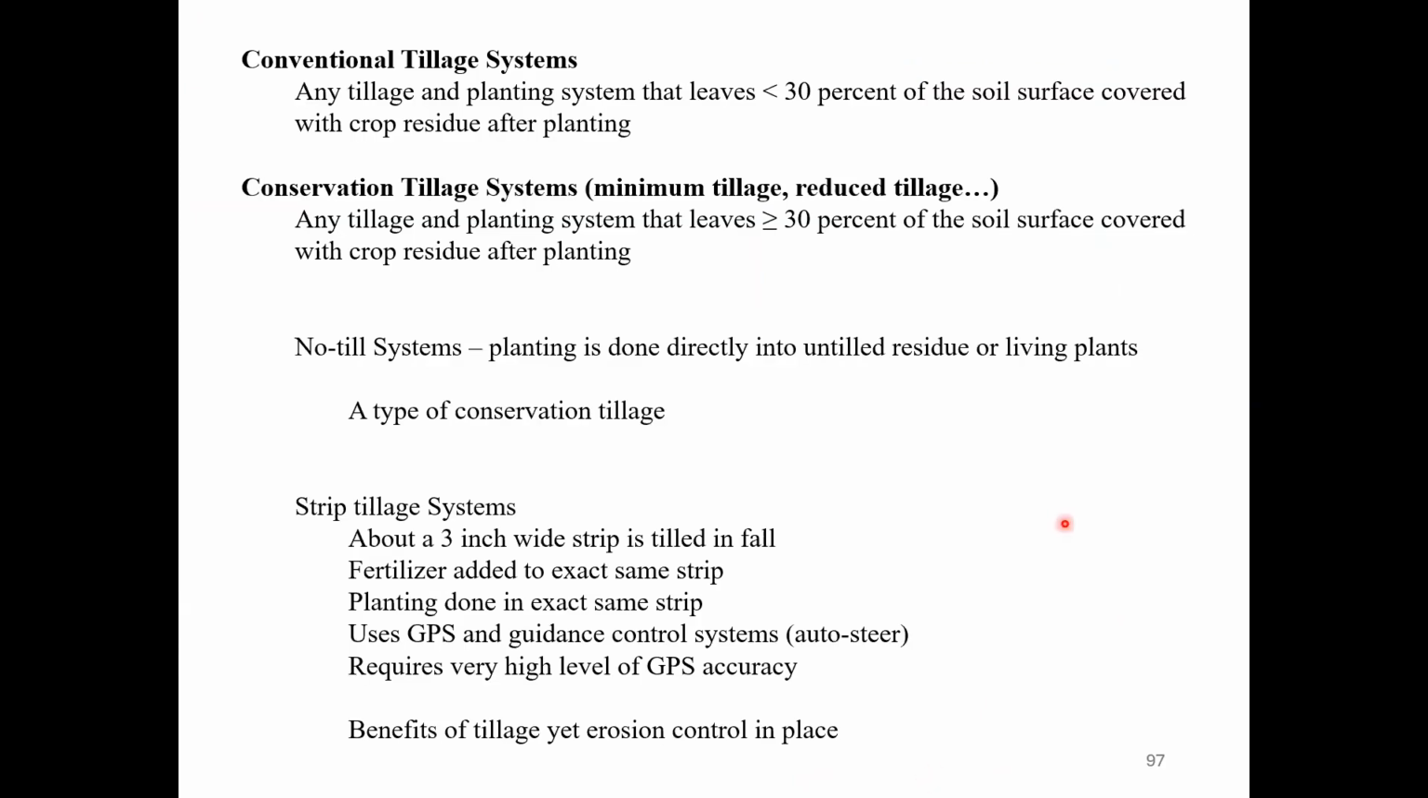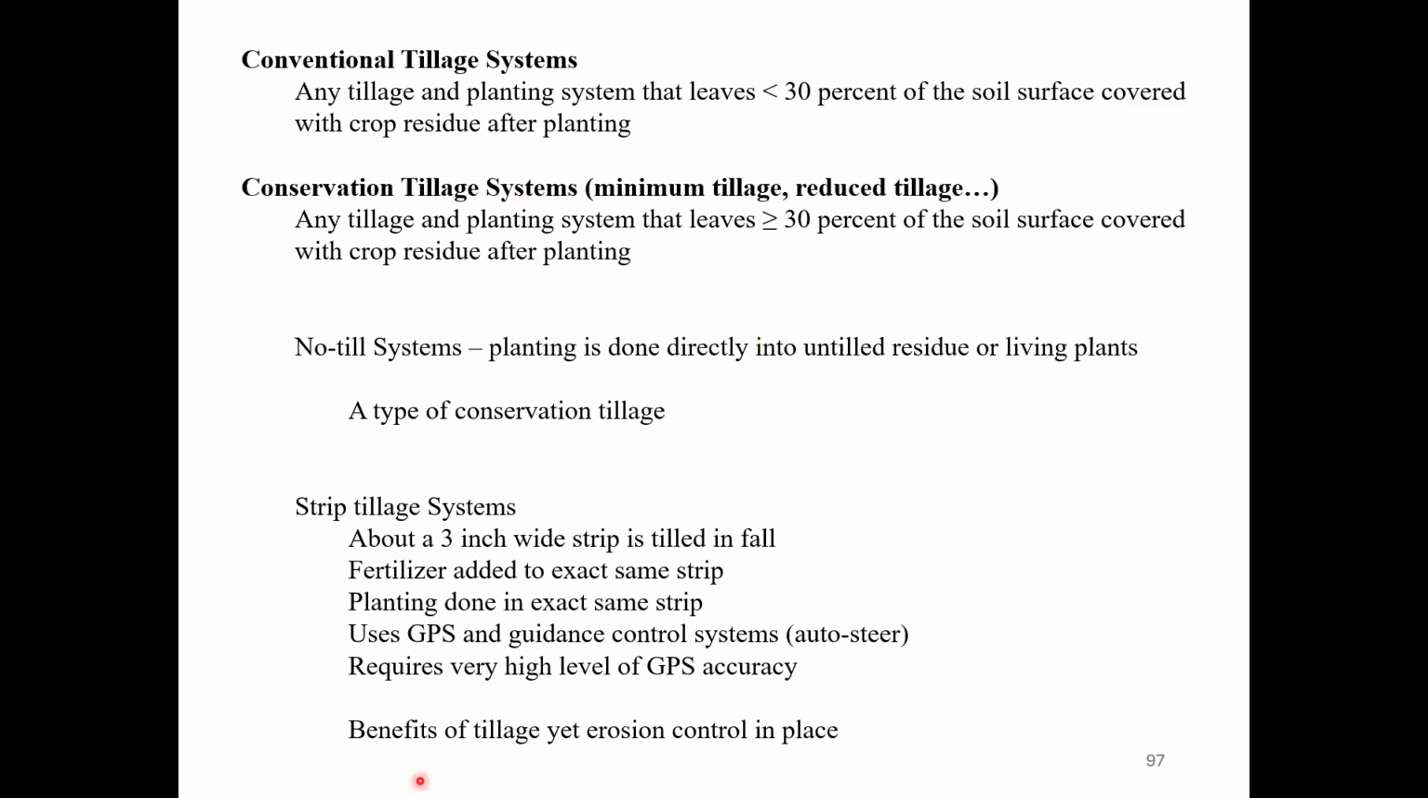So the last thing I want to mention here is strip tillage, and there are many different definitions of conventional and conservation tillage. About 30% residue cover is a cutoff for most agencies. So conventional systems are basically what we did farming in this country in this watershed until the 1970s. Then we started conservation practices, and a lot of those conservation tillage practices leave residue on the surface. No-till would be the extreme example of a conservation tillage system. We plant right into last year's crop.